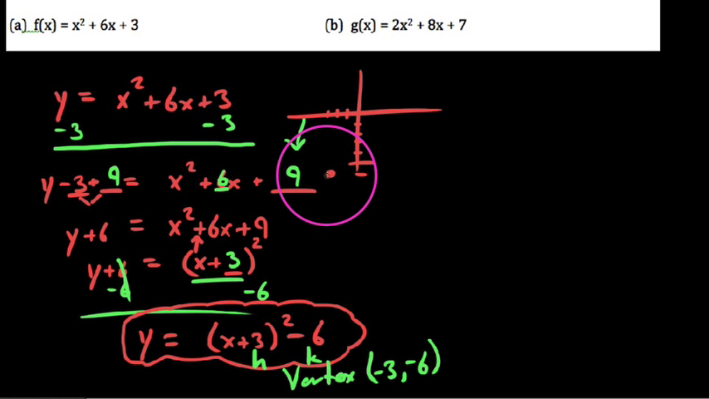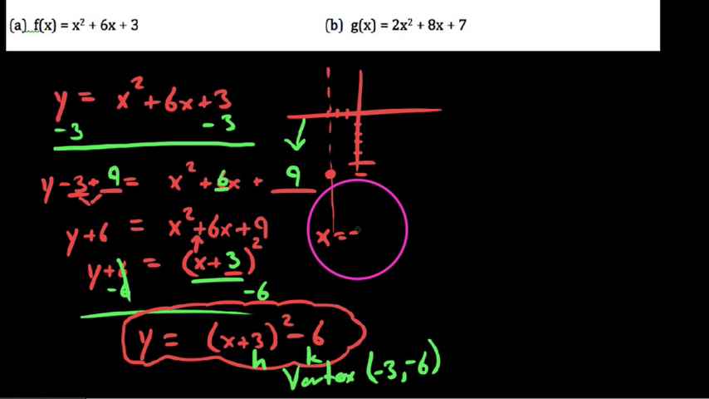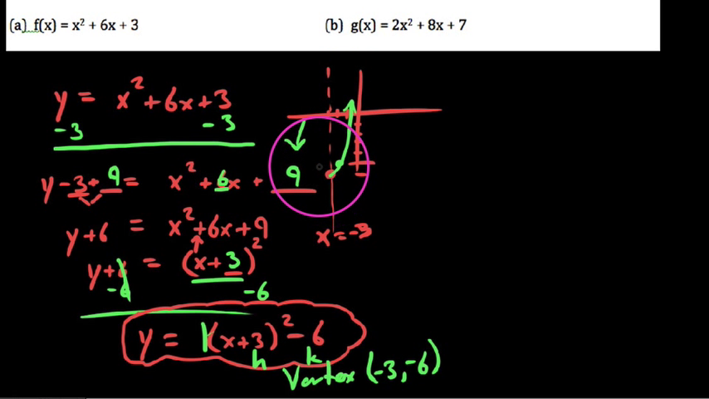So here's our vertex, and it has its axis of symmetry running through it at x equals negative 3, that vertical line. The a value is 1. So if the a value is 1, we'll just go up 1, right 1 from here to get to our next point on the parabola. We'd also proceed up 1, left 1 to get to the next point on the parabola.